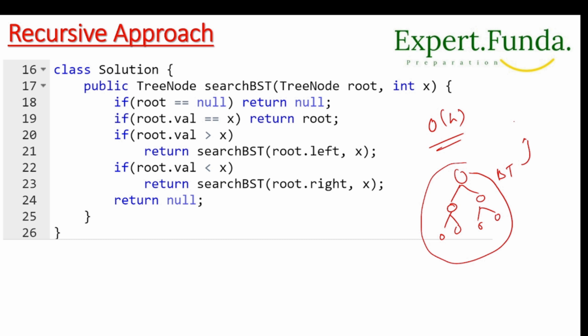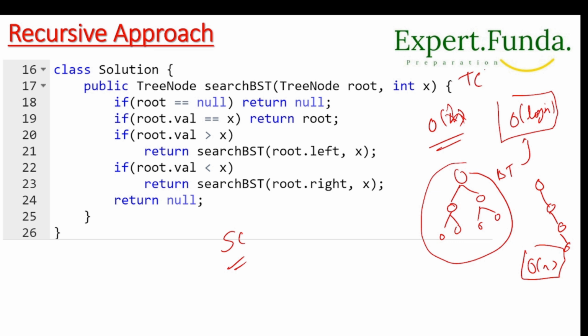In the balanced tree, the best case will be O(log n), where h is the height of the tree. For the worst case, if this is an unbalanced tree like this, what will happen? It will become O(n). So this is the time complexity here.